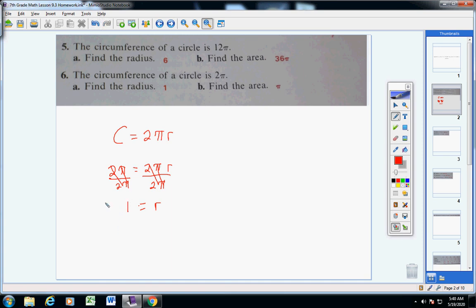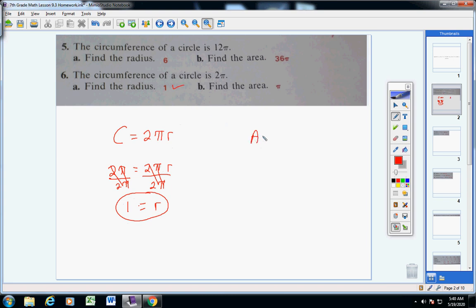Now, some of you might have thought it was 0, but hold on. If you have 5 over 5, that does not equal 0, right? 5 over 5 equals 1. Anything over itself will always equal 1. So 2 pi over 2 pi is 1. So there, we found the radius.